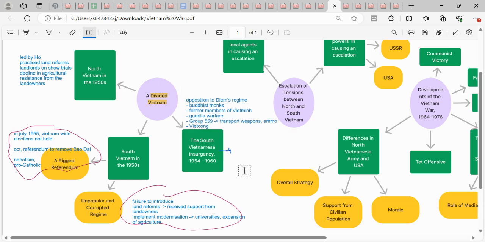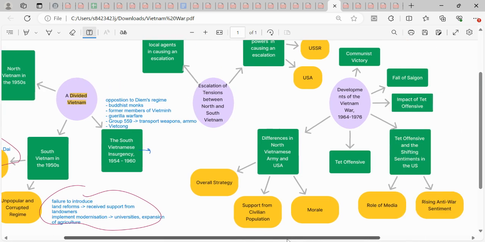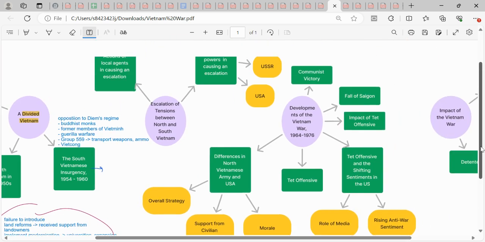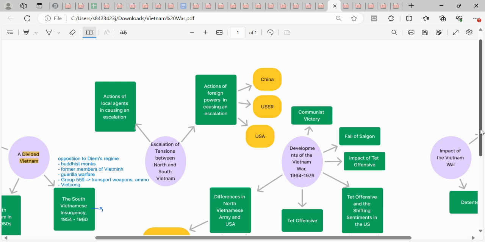Right, moving on. We'll talk about the escalation. So it's a bit packed and cramped here. The escalation of tensions between North and South Vietnam.